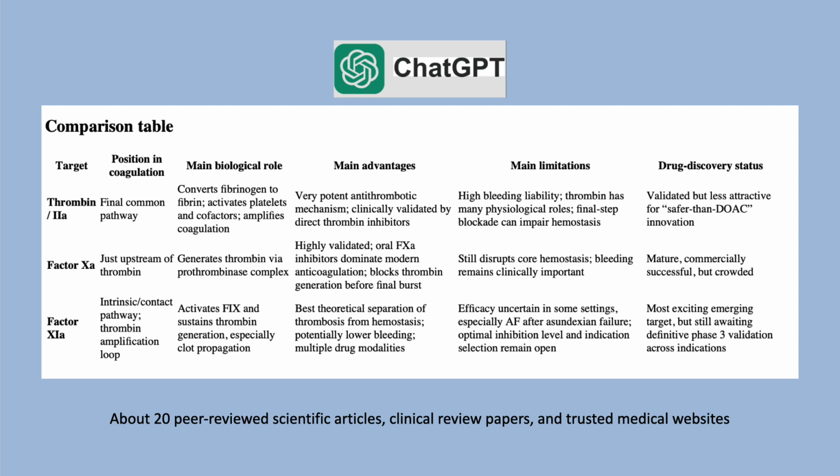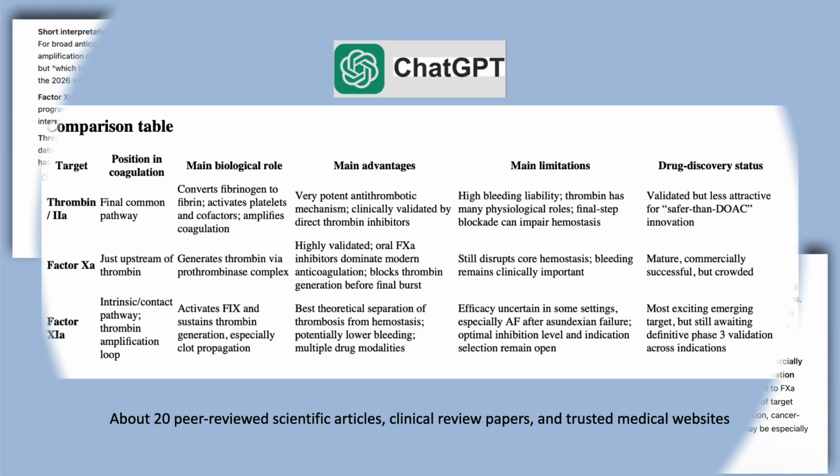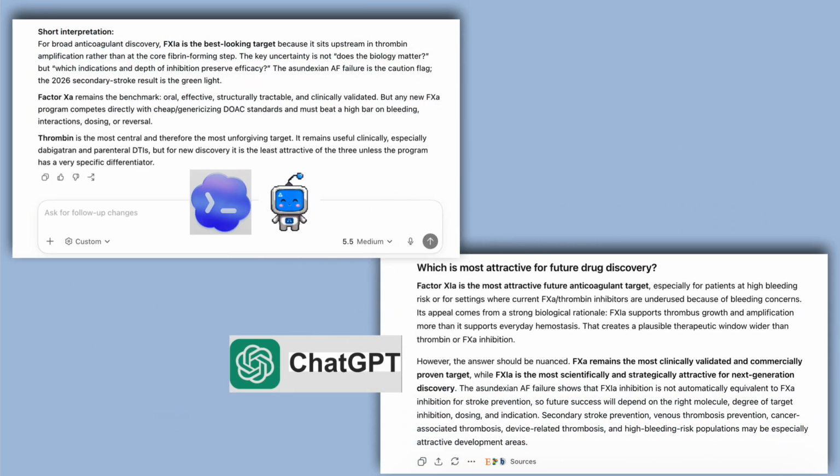ChatGPT and Codex reach a similar conclusion. Both suggest that factor 11 is probably the most attractive target for future anticoagulant discovery, while factor 10 remains the clinical benchmark and thrombin is more difficult to improve on. But the important difference is the path to the answer. ChatGPT gives a strong general interpretation based mainly on knowledge learned during training. Codex, with the Life Sciences plugin, can combine this type of reasoning with external scientific resources, databases, structures, drug information, clinical trials, and literature.